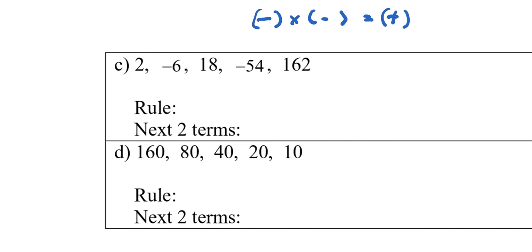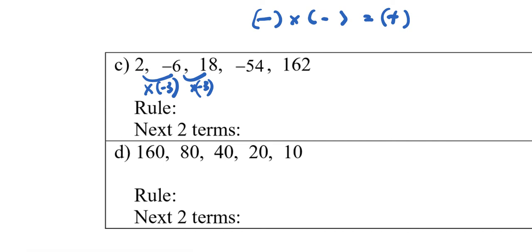So let's try. If I multiply by negative 3, will I get minus 6? Yes. What happens if I times minus 3 again? Will I get positive 18? Yes. But maybe I'm just lucky. So 2 times is not enough. I have to turn to the next page and try a few more numbers.